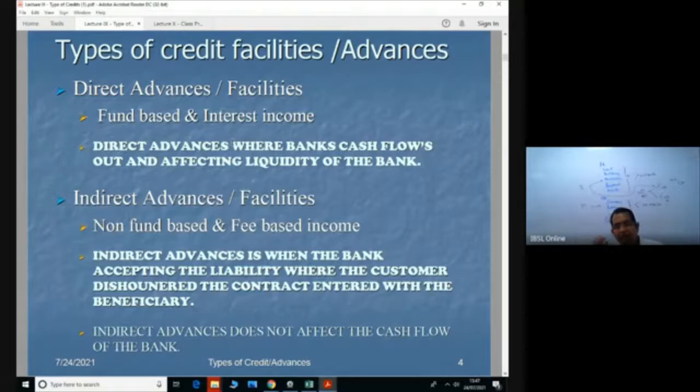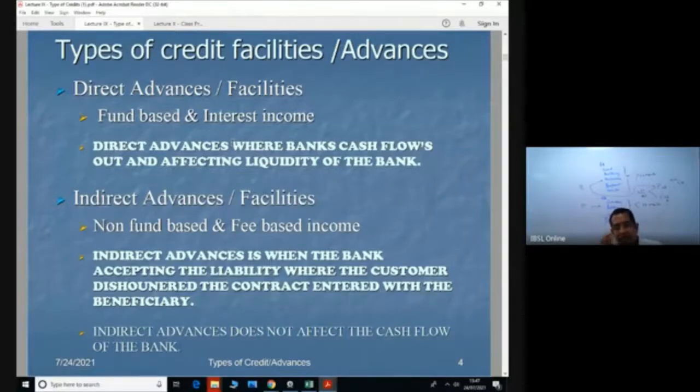What is a direct facility? A direct facility is a facility where, when granted, cash flows out of the bank, right? You give a credit card. The customer can always use the fund, take out money. You give a housing loan. Money will go out of the cash flow of the bank. So there will be money flowing out from the bank, right? Then it is called a direct facility. From direct facilities, banks always earn interest income, right?